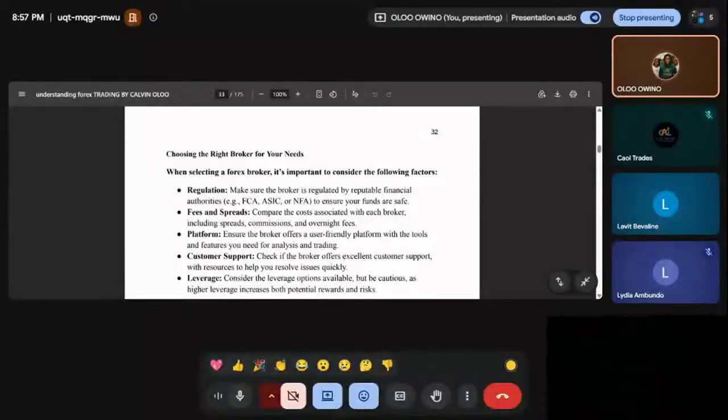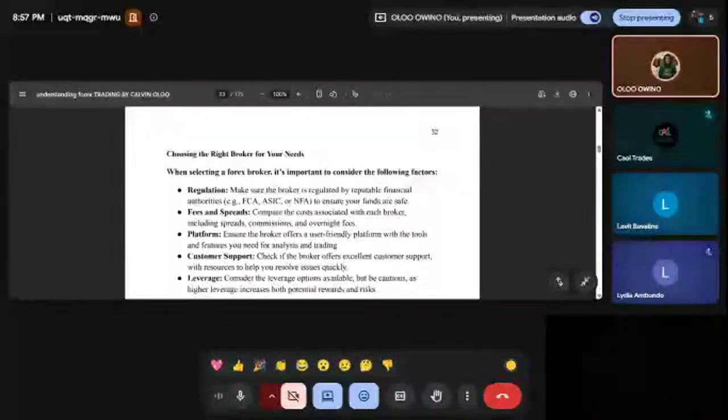Number 5, leverage. Consider leverage options available, but be cautious. Higher leverage increases both potential rewards and risk. Maybe you are a scalp trader, and you want a broker with 1:3,000. You can look for a broker who suits you.